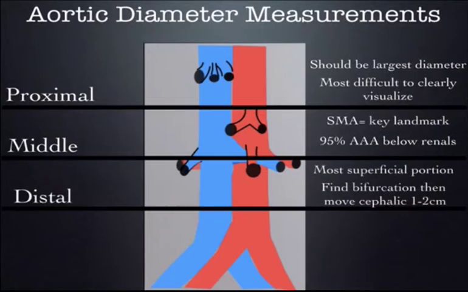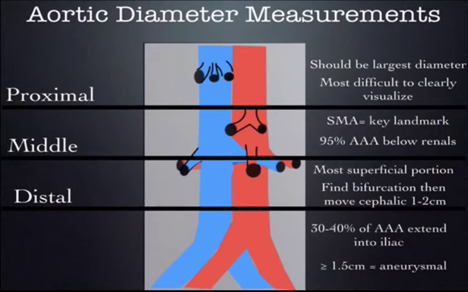Next, we're going to go to the distal segment, the most common location for abdominal aortic aneurysm. It's also, as I mentioned, the easiest segment to identify because it's the most superficial portion. I think the best way to identify the distal segment is to come all the way down to the bifurcation into the common iliac arteries, and once you identify that, sweep back up another 1 to 2 centimeters, and there's your distal segment.